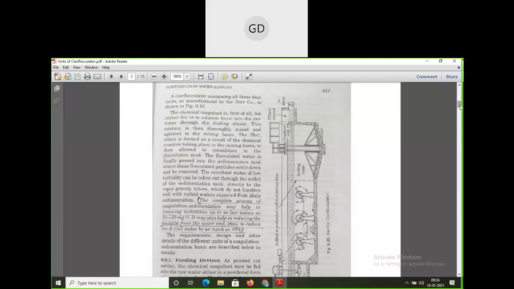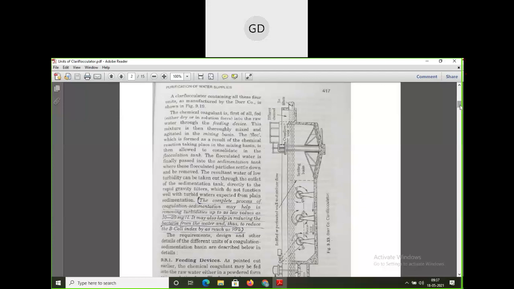Then flock will be formed as a result of the chemical reaction taking place in the mixing basin, and those flocks will be allowed to consolidate in the flocculation tank. Then this flocculated water will pass to the sedimentation tank, and in that sedimentation tank the flocculated particles will settle down and finally be removed by the outlet. So this is the whole procedure of your clariflocculator.